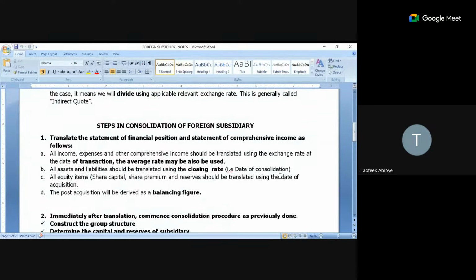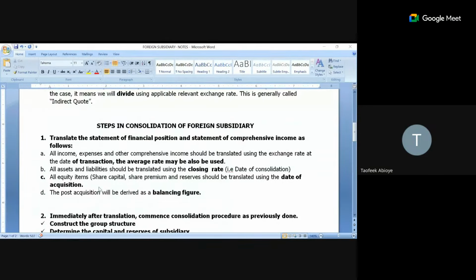While all your equity items will be translated at the DOA rate. If you look at my screen, I highlighted all these for us because when we are translating, they are very, very important. Income, expenses, and OCI will be translated using the DOA rate, but most of the time it is the average rate. Assets and liabilities will be translated using the closing rates. Then all equity items will be translated at the date of acquisition rate, which is the DOA rate. Then post-acquisition profit will be derived using the balancing figure.